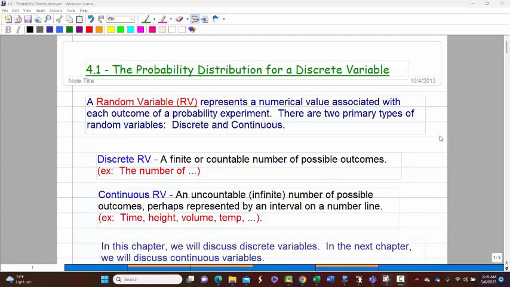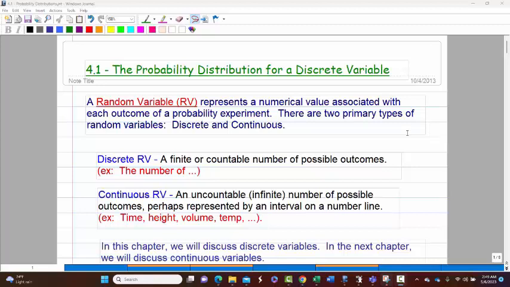Hello, this video is section 4.1 from the Larson book, the probability distribution for a discrete variable. Now, the first definition we're going to look at, a random variable. It must represent a numerical value associated with each outcome of a probability experiment. So they can't be categorical word responses. They have to be numerical.